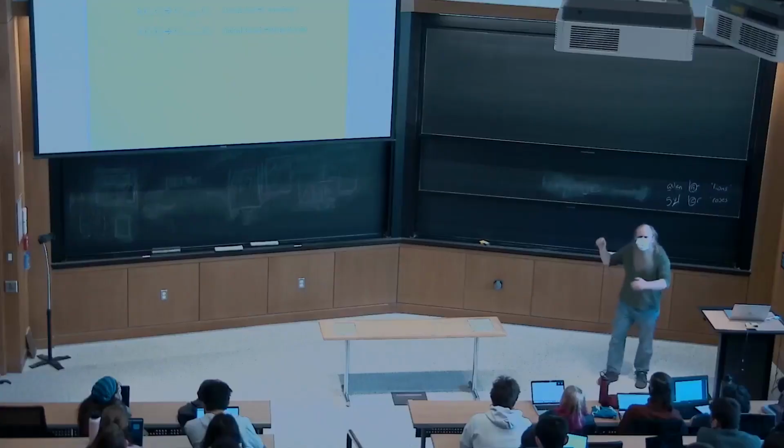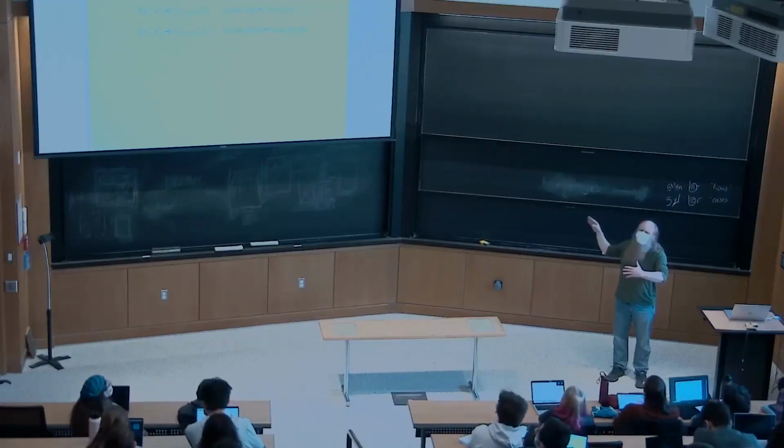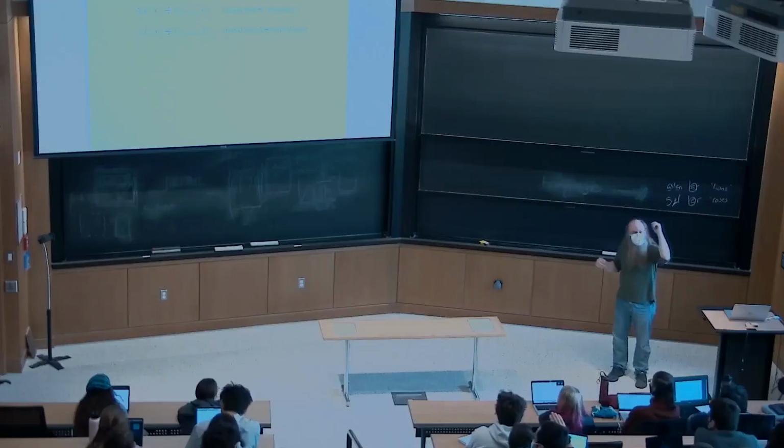Do these rules remind you of anything other than the Navajo that we've just gone through? So we have one rule that says if you have a sh followed by two consonants, get rid of the first consonant. And another rule that says if you have an H followed by two consonants, get rid of the H, but devoice the first consonant. And then another rule that says if you have a D followed by two consonants, get rid of the D, but voice the first consonant.